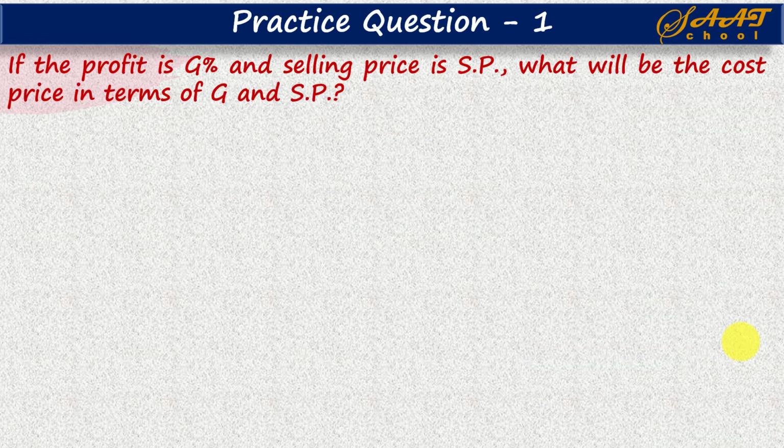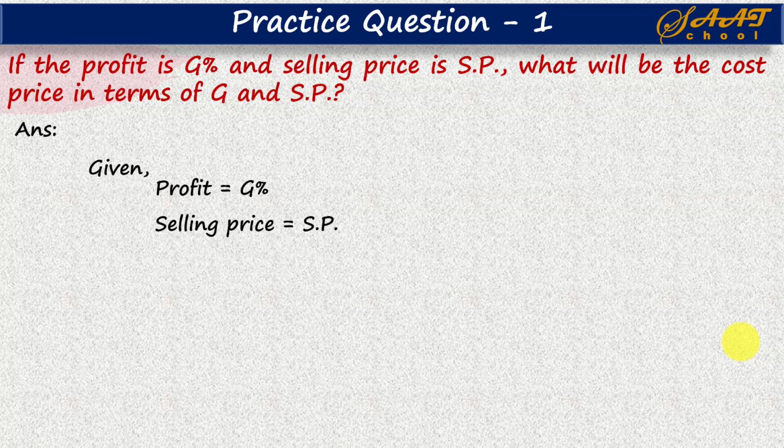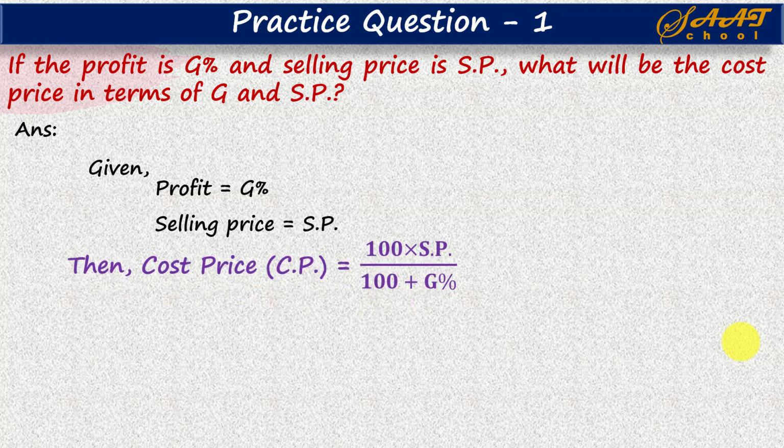Now here is practice question 1. Simply the question is, if the profit percent, G percent, and selling price SP are given, then what will be the cost price in terms of G and SP? Now here the given are profit G percent and selling price SP. Now we know to find cost price, we simply write this relation, that is 100 multiplied by SP divided by 100 plus G percent. So this is what we did earlier.